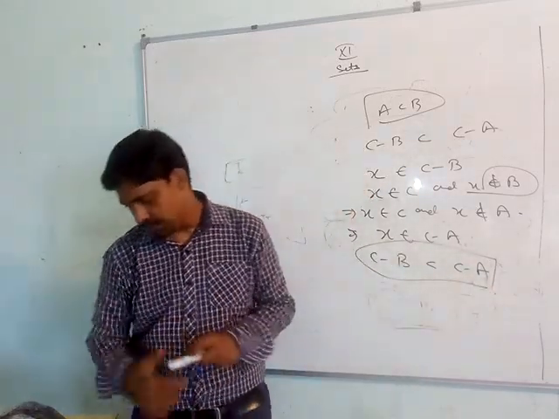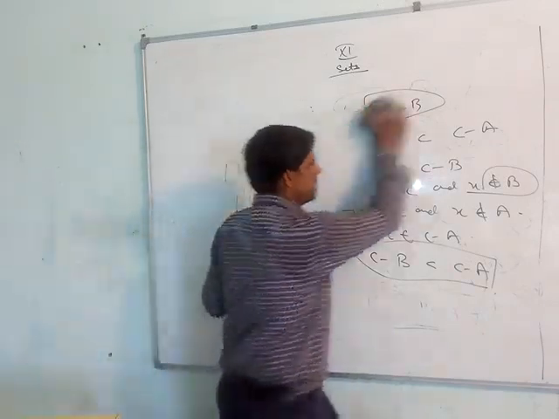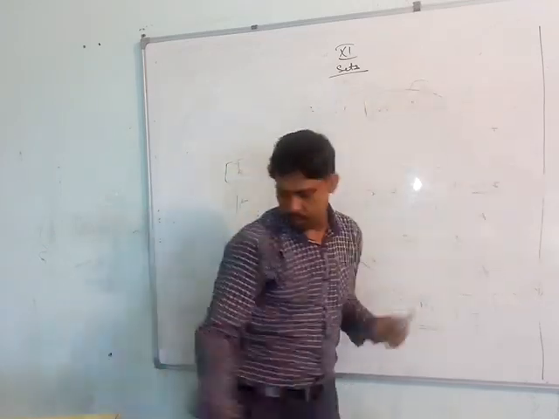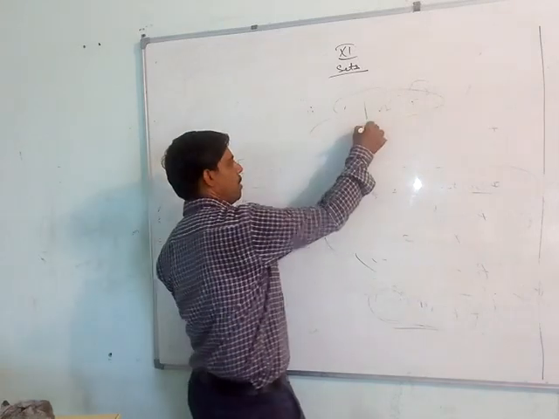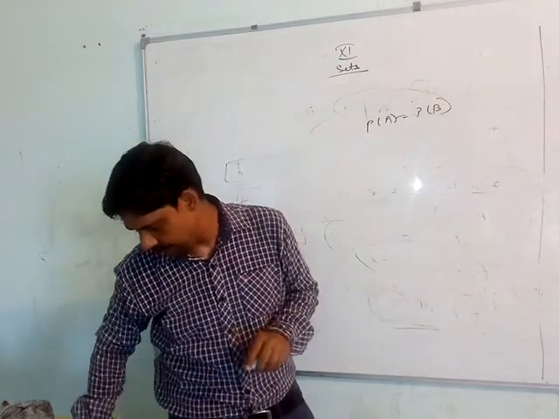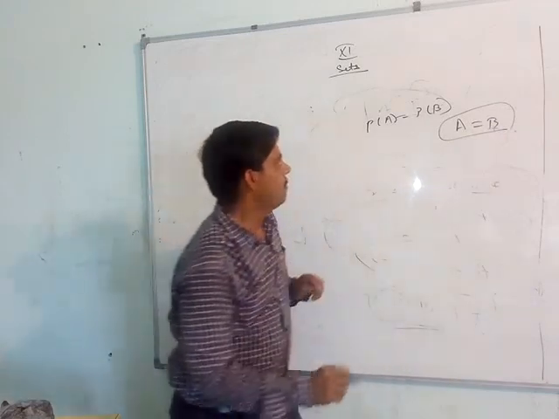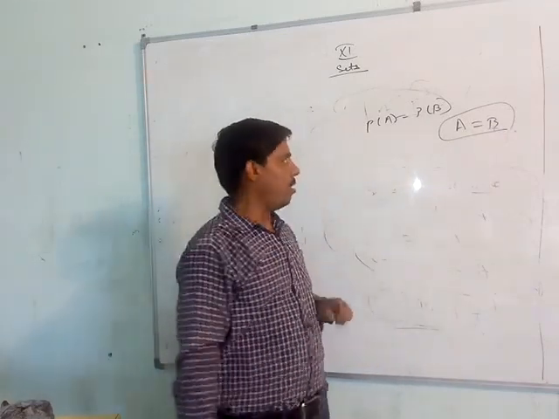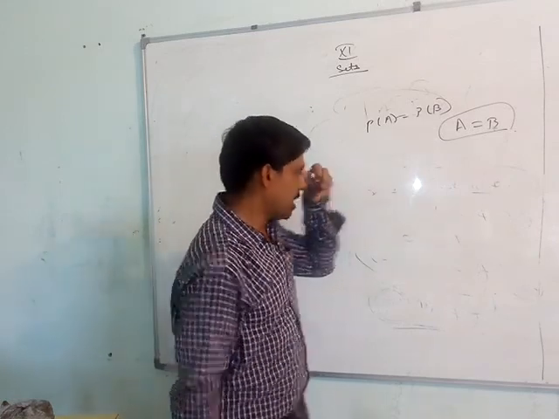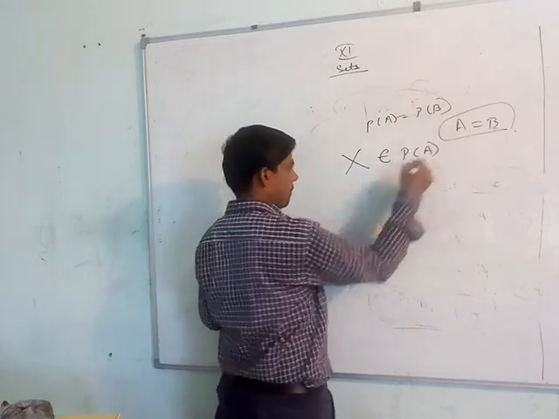Right. This was 5th question. Now we are doing 6th question. Assume that power set of a is equal to power set of b. ठीक है, प्रूव क्या करना है? a equals to b. तो पावर सेट क्या होता है? All the set containing all the subsets of a. So that means let us assume that there is a set capital X which belongs to power set of a.